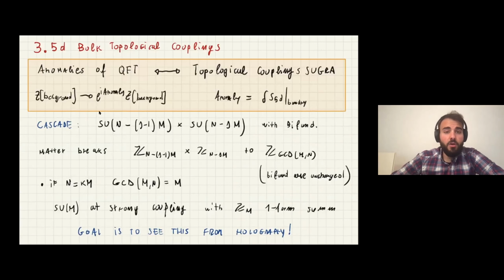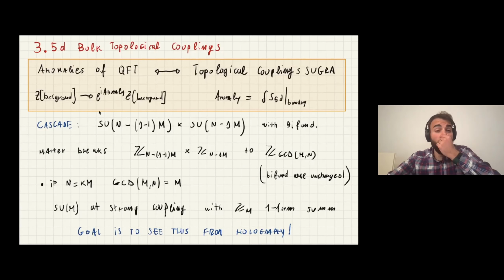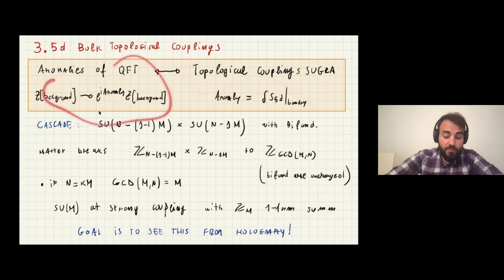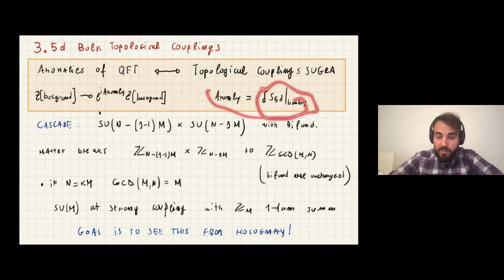So the goal of our work was indeed to compute the five-dimensional bulk topological coupling in order to evaluate the anomaly of the theory in this holographic way. So it usually turns out that by evaluating this topological coupling, we can compute anomalies for the dual field theory living at the boundary. So in particular, the anomaly would be related by the inflow mechanism to this coupling in this way.